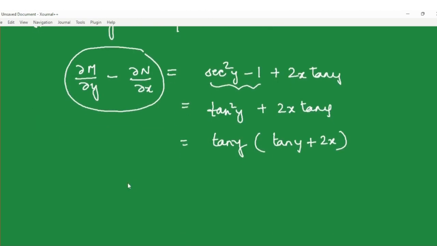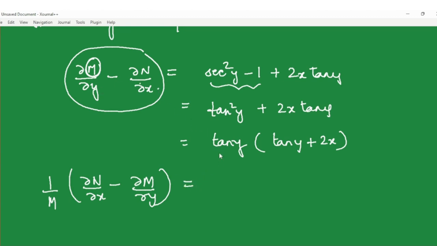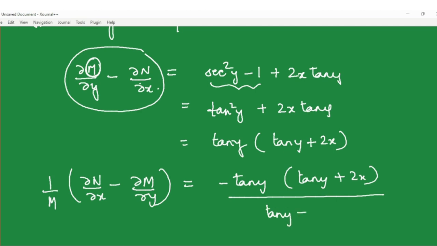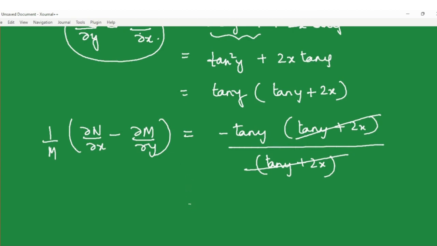Mind it that whenever you divide by M, this partial derivative with respect to y should be reversed, so it should come as the second term. When you're dividing by N, del N by del x should come as the second term. So I am reversing these two derivatives in the difference, so it becomes minus tan y times (tan y plus 2x), and on division by M, which is tan y plus 2x only, that's the reason I'm dividing by M, because it's going to simplify, cancel this out, and we are going to be left with just a function of y.